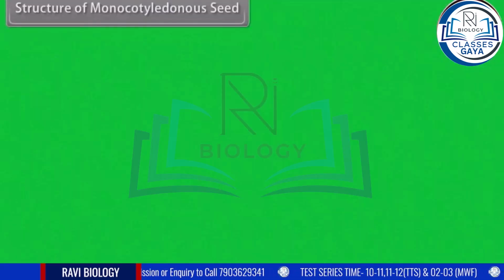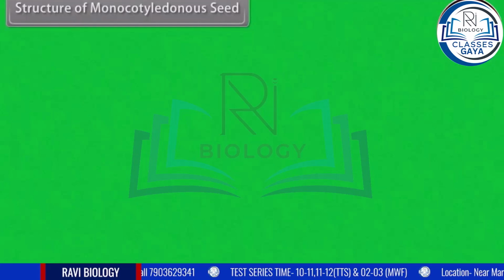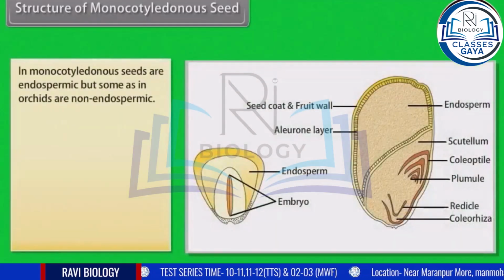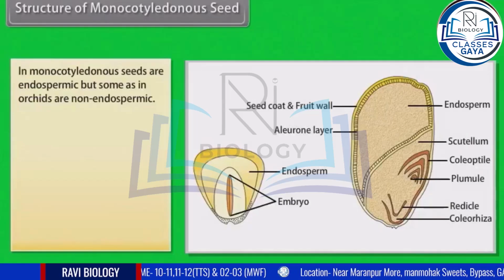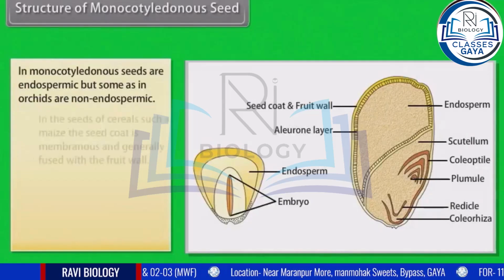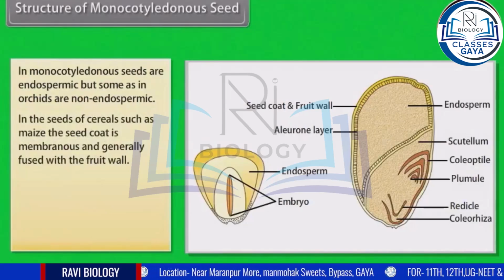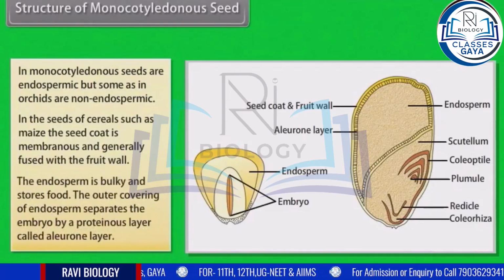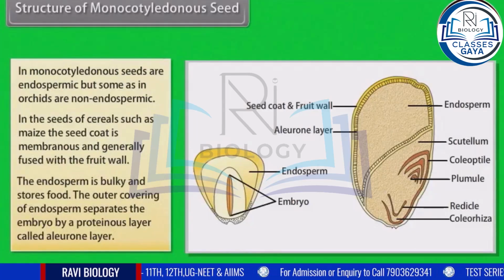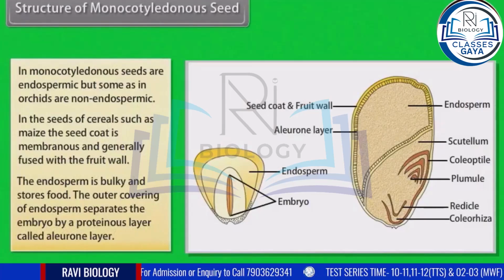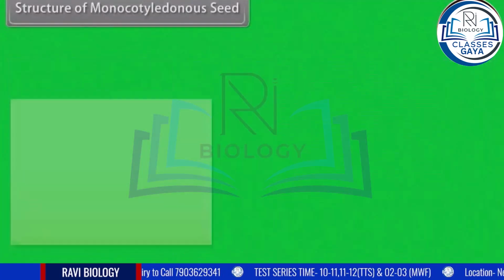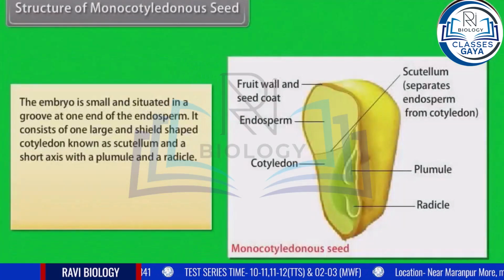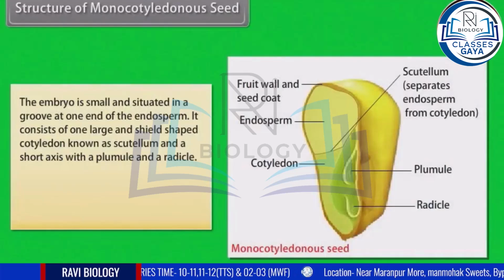The structure of monocotyledonous seed. Monocotyledonous seeds are endospermic, but some, as in orchids, are non-endospermic. In the seeds of cereals such as maize, the seed coat is membranous and generally fused with the fruit wall. The endosperm is bulky and stores food. The outer covering of endosperm separates the embryo by a proteinous layer called aleurone layer. The embryo is small and situated in a groove at one end of the endosperm.